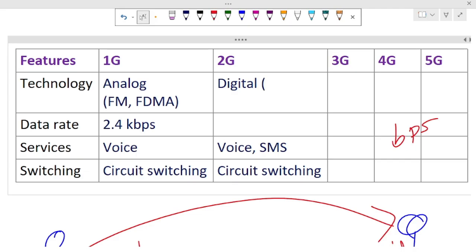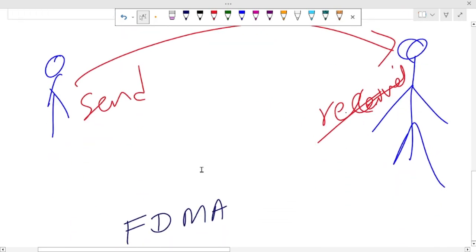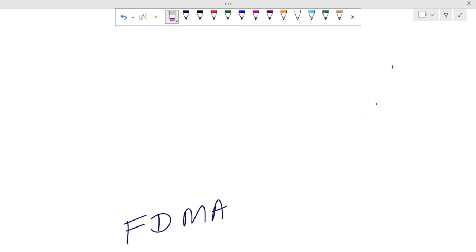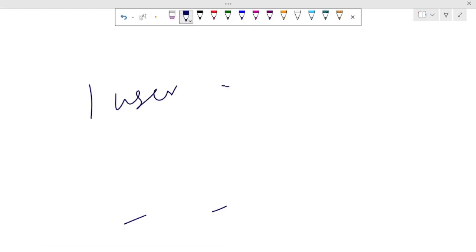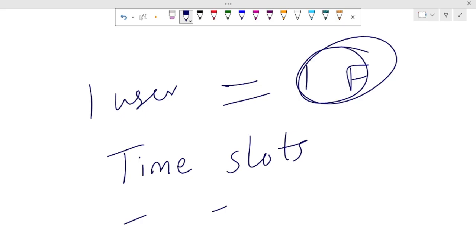And what they did was, since you are now going digital, when they receive the analog signal, it will be converted to digital, so that they can now do two things. Instead of giving one user one frequency channel, what they are doing now is time slots.